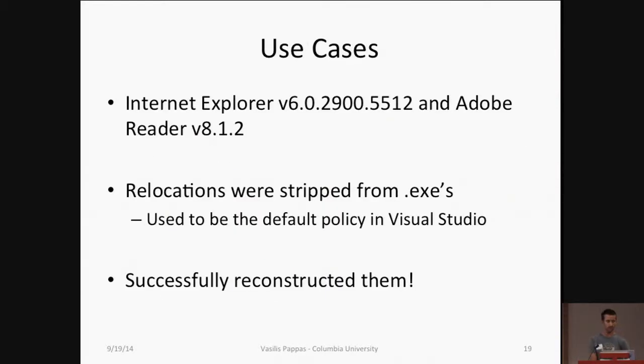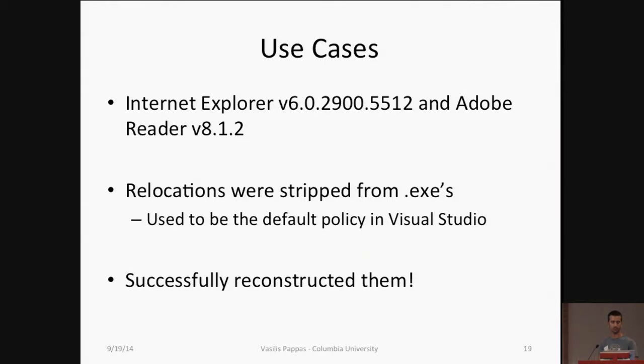So for the use cases, as I said in the beginning, we used a couple of real-world applications, and these were Internet Explorer and Adobe Reader. Both of them had relocations stripped from the executable files, and this used to be the default policy up to some version of Visual Studio, because the .exe file is the first file loaded, so it was always guaranteed that the address it wanted to be loaded at will always be free, so relocations were stripped for that reason.